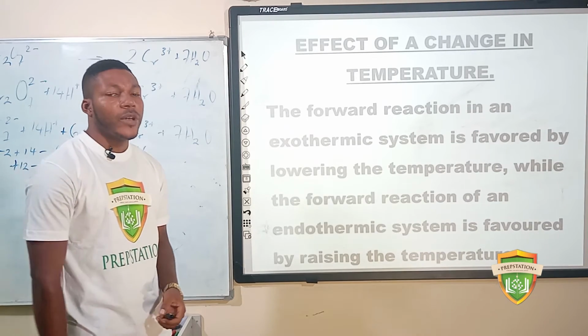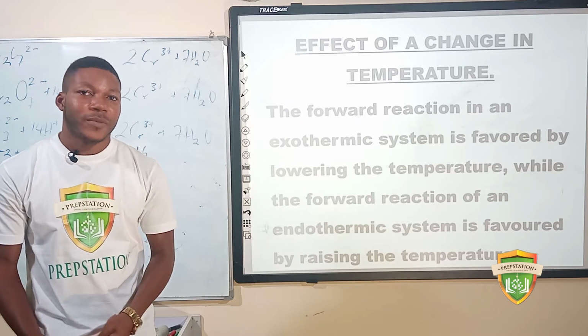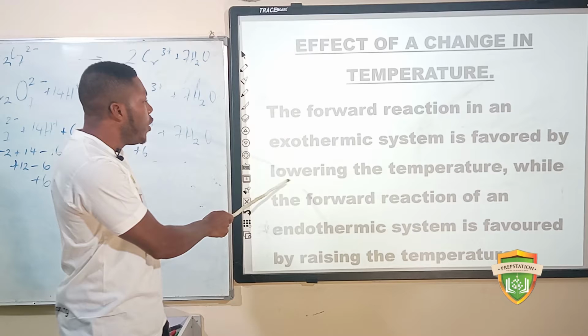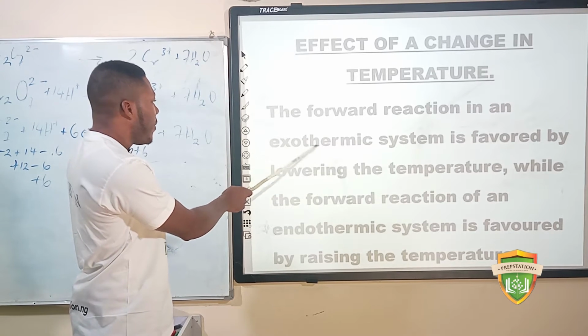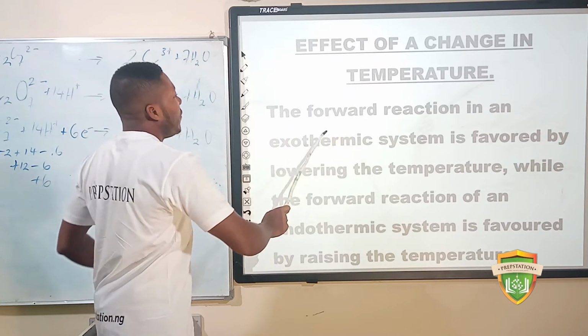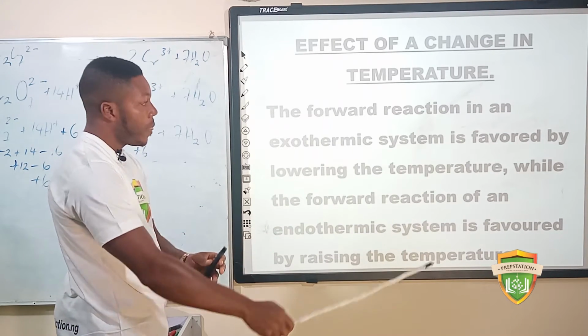We have two kinds of reactions, exothermic and what? Endothermic reaction. Now, the forward reaction in an exothermic system is favored by lowering the temperature. So if you lower the temperature in an exothermic reaction, you will favor what? You're going to favor the forward reaction. That is the product. More product will be formed.